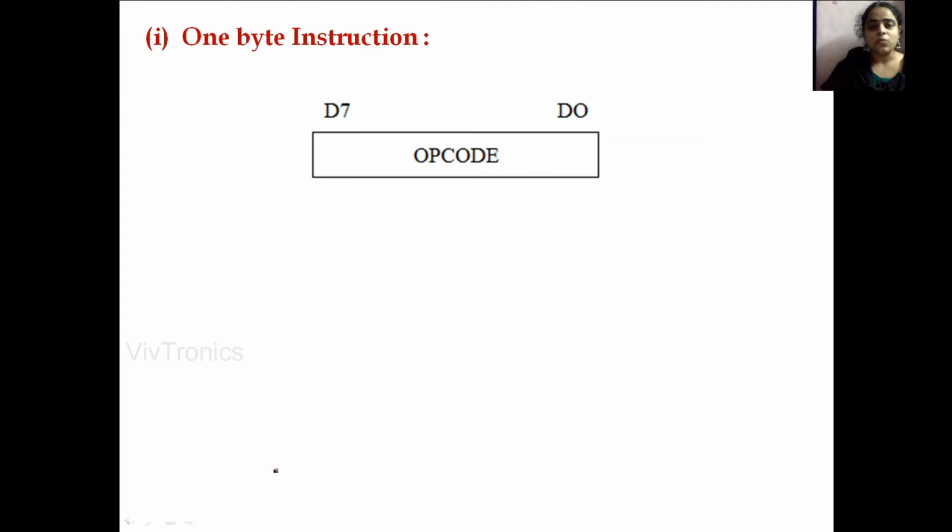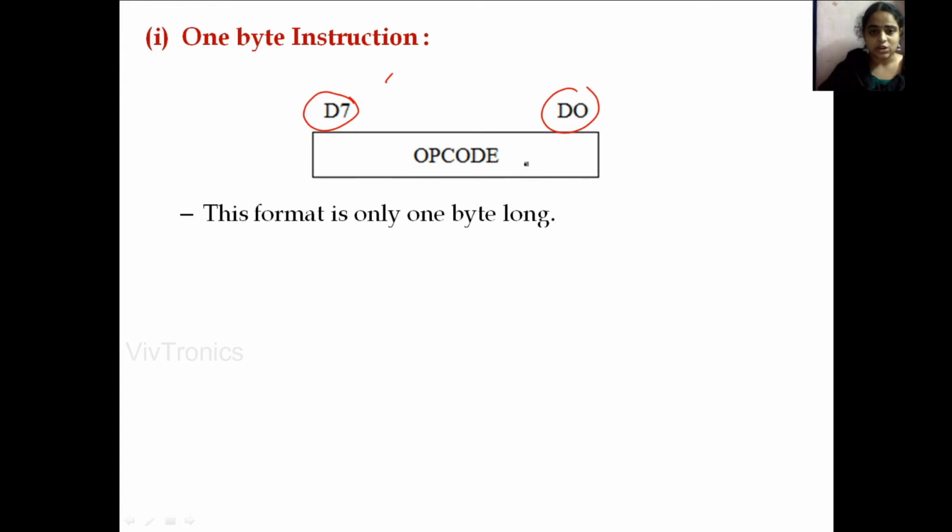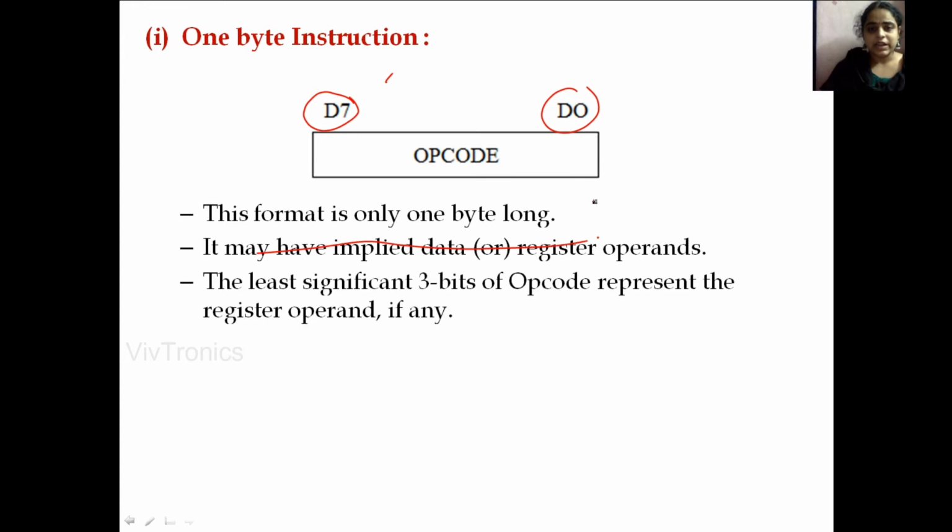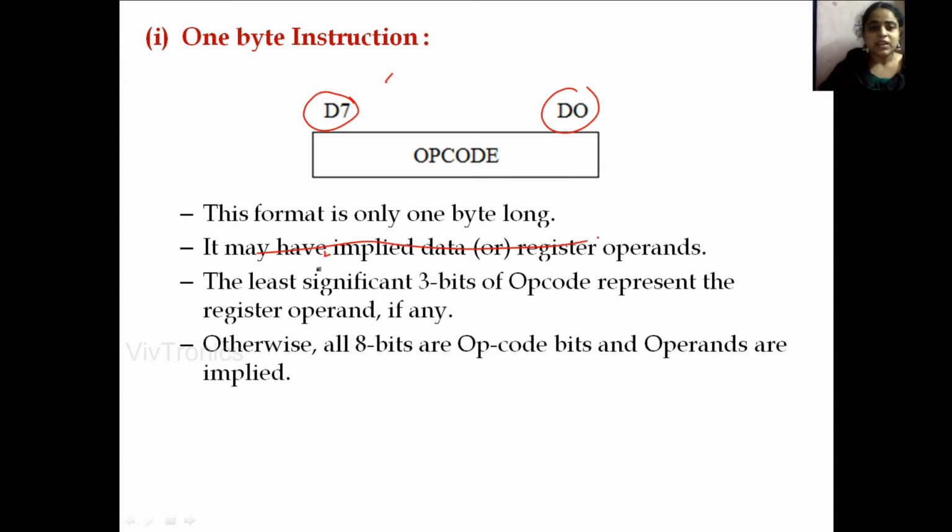The first one is the 1 byte instruction. One byte stands for 8 bits. You can clearly see here D0 to D7, totally 8 bits, and this is the opcode. This format is only 1 byte long. It may have implied data or register operand. That means a 1 byte instruction may have implied data, like we have seen in the implicit addressing mode, DAA, AAA, like that. Those are the implicit addressing mode. So it may have implied data or a few register operands.